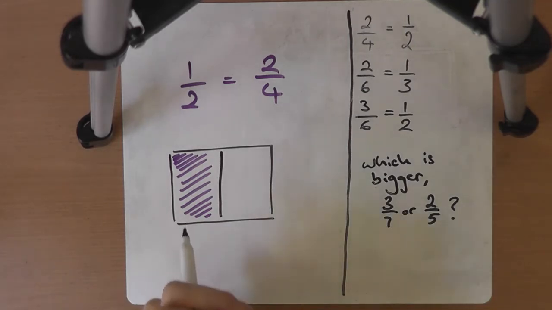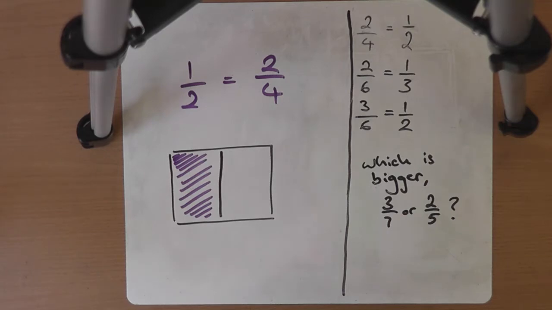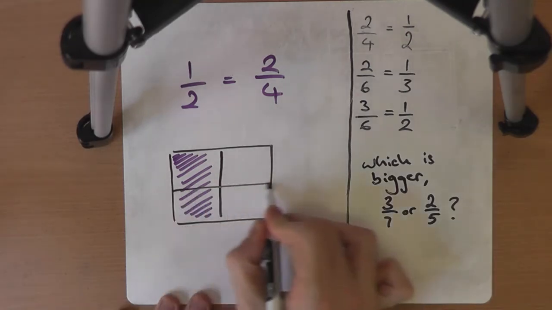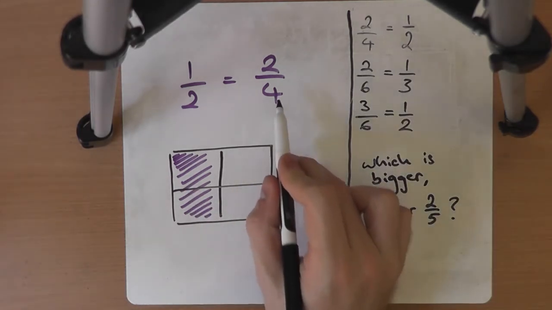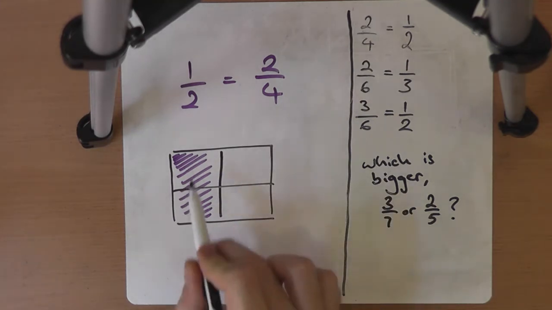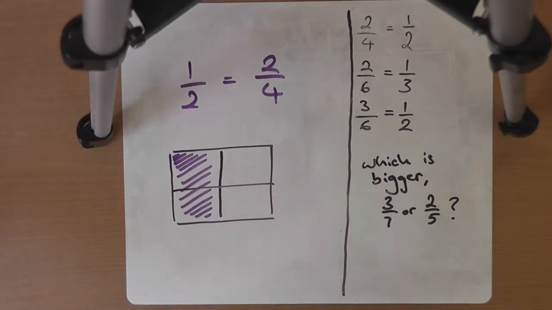Here we've got half a box shaded. I've shaded in 1 piece out of 2, so I've split this box into 2 pieces and shaded 1 of them. I could very easily make it so that this box was split into 4 equal pieces. There we go. And we now have 1, 2, 3, 4 equal pieces, i.e. we're dealing in quarters now, and 2 of those are shaded. The amount of the box that was shaded didn't change.